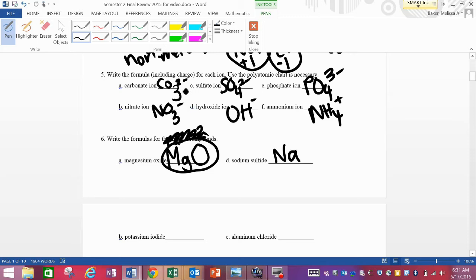But if you've got something like sodium, which wants to form a +1 charge, and sulfide, which would like to form a -2 charge, you need to crisscross those numbers. So ignore the charge, and then do an X. So Na2, and then you don't need to write the 1, but it's there, S1, so this compound is just Na2S, sodium sulfide.